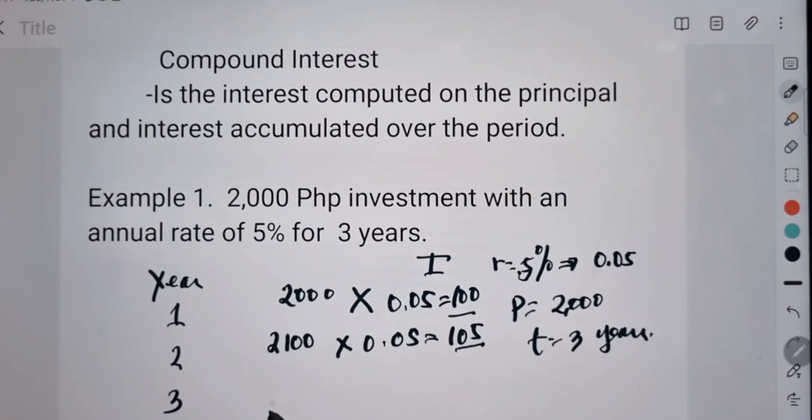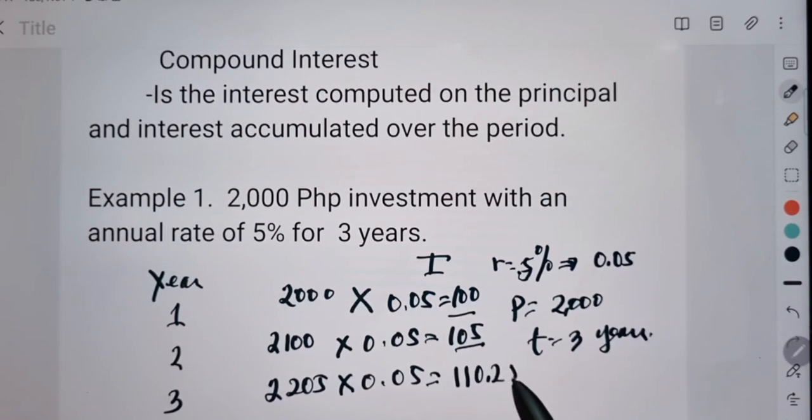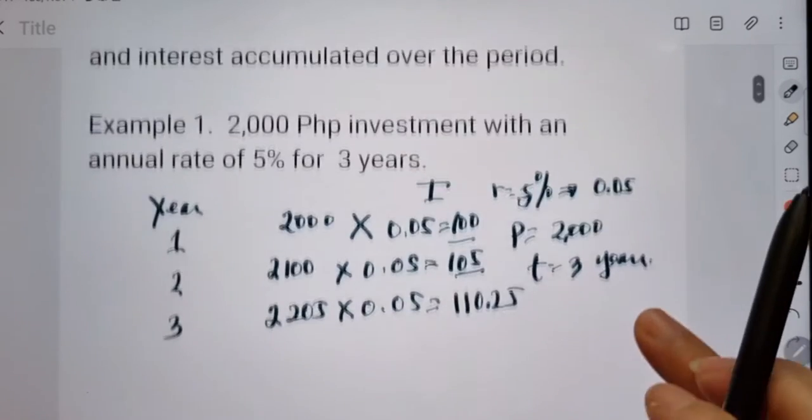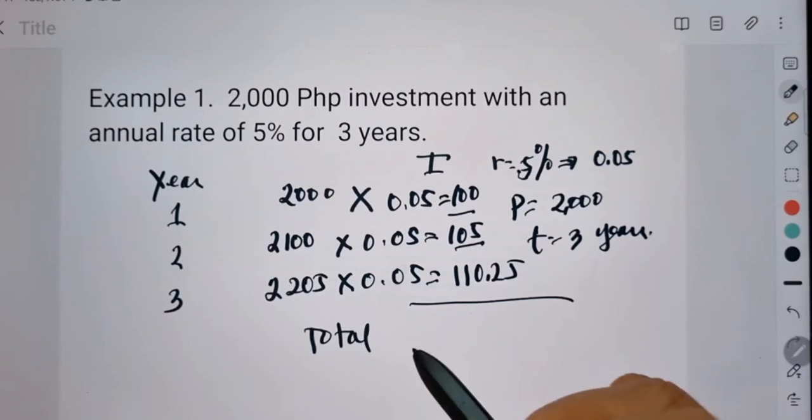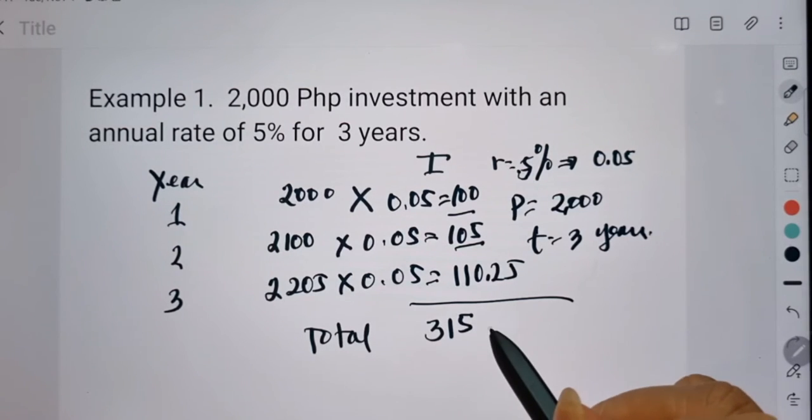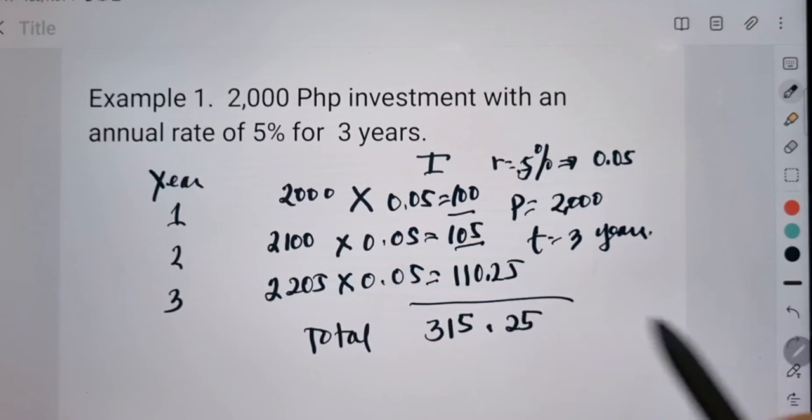Then, sa third year, ang pera mo na ngayon, i-add itong interest dito, so magiging 2,205 na. Okay? Times 0.05, ang interest niyan ay 110.25. Okay. So, ang total ngayon, pag in-add natin ito ay 315.25. So, yan ang total interest ng 2,000 pesos at an annual rate of 5% for 3 years.